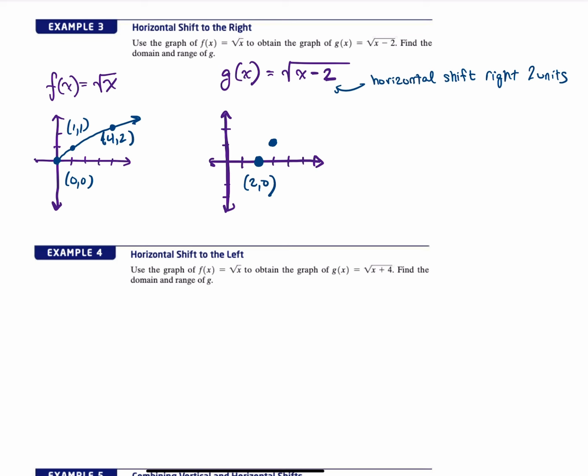And then, we can also think about just adding 2 units to the x values here. That's how I got 3, 1. So that means we must also have the point 6, comma 2. 1, 2, 3, 4, 5, 6, 1, 2. So this produces that horizontal shift to the right by 2 units. And then let's give the domain and range.